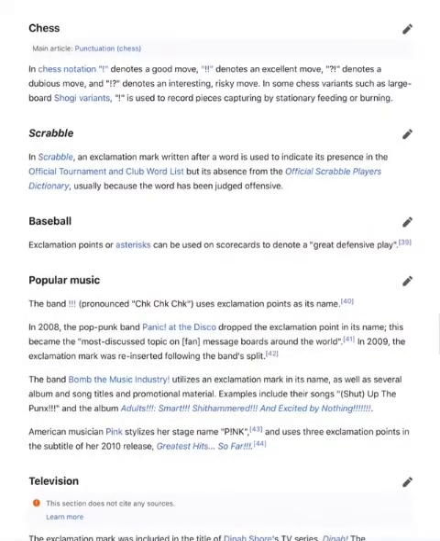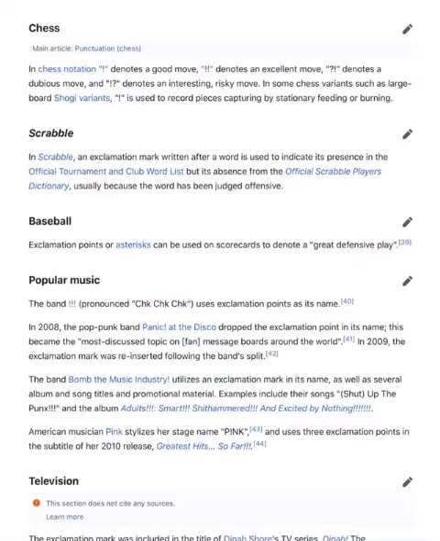Chess. In chess notation, an exclamation mark denotes a good move. Two exclamation marks denote an excellent move. A question mark and an exclamation mark denote a dubious move, and an exclamation mark and question mark denote an interesting, risky move. In some chess variants, such as large board shogi variants, an exclamation mark is used to record pieces capturing by stationary feeding, or burning.